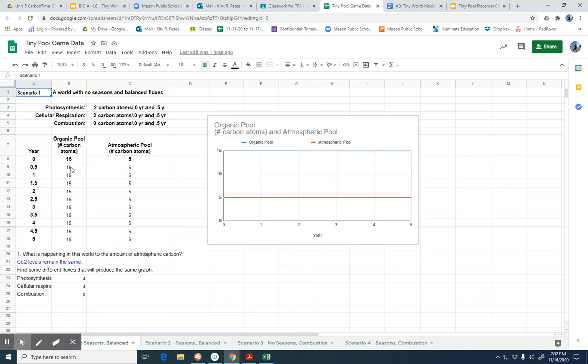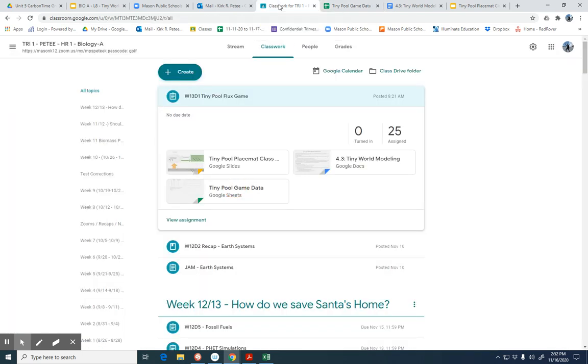Once you've completed all your scenarios, you'll be ready for discussion tomorrow. And we'll go over these and answer the questions to make sure we understand our fluxes, and then look at these simulations on a bigger scale. Again, make sure you have these things done.